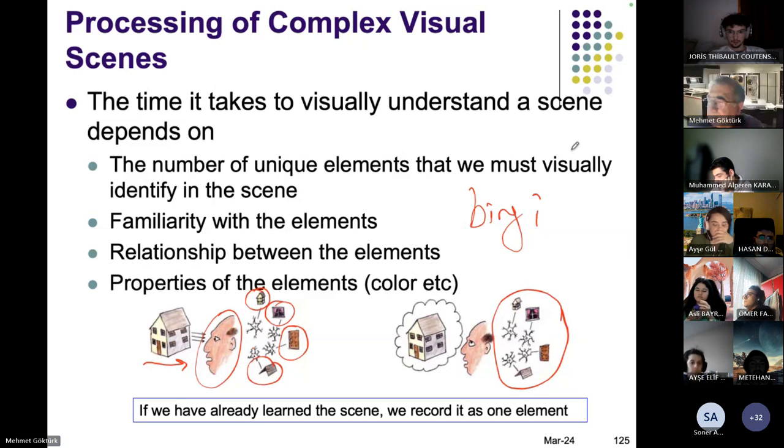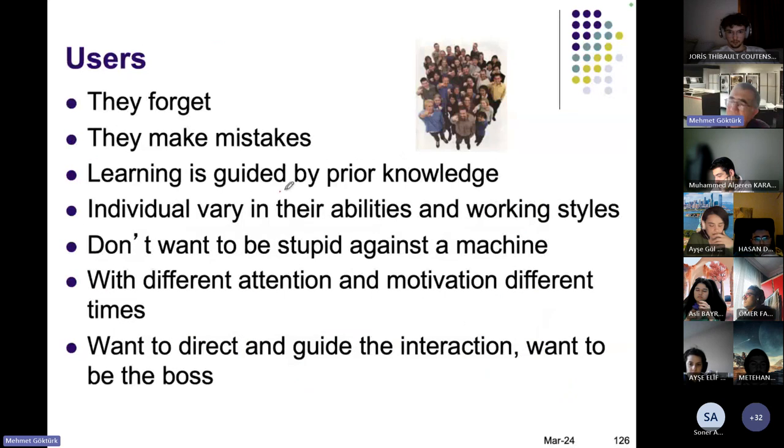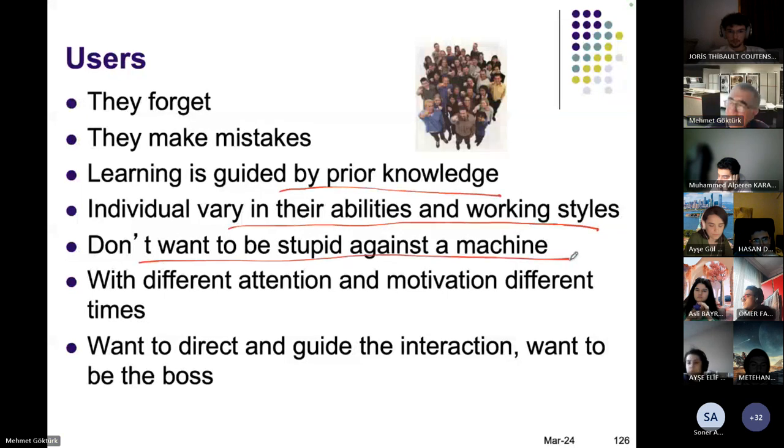We forget, we make mistakes, learning is guided by previous knowledge, we differ in our abilities and working styles, and we don't want to be stupid against the machine. The machine always needs to obey the person, not the other way around. There are different motivation and attention levels at different times. Not everybody is working in an office. Sometimes we are outside. Sometimes there is a car yelling. So motivations are present. Sometimes it's a military computer, and the computer is used in the fire. So attention is very different.